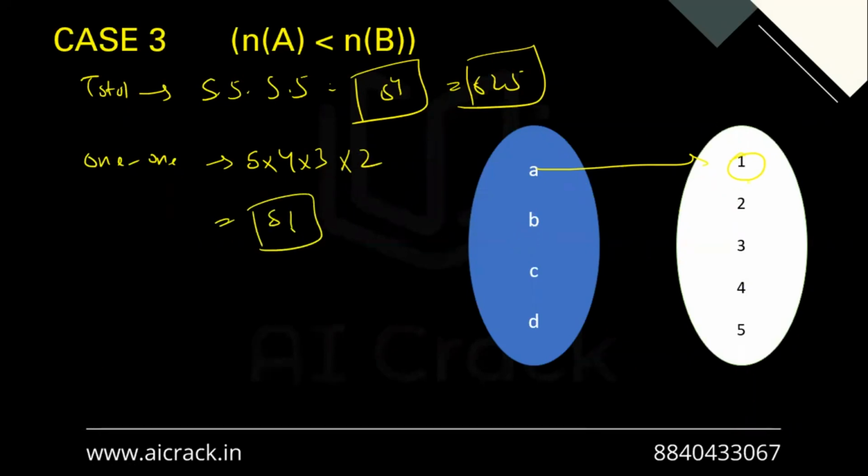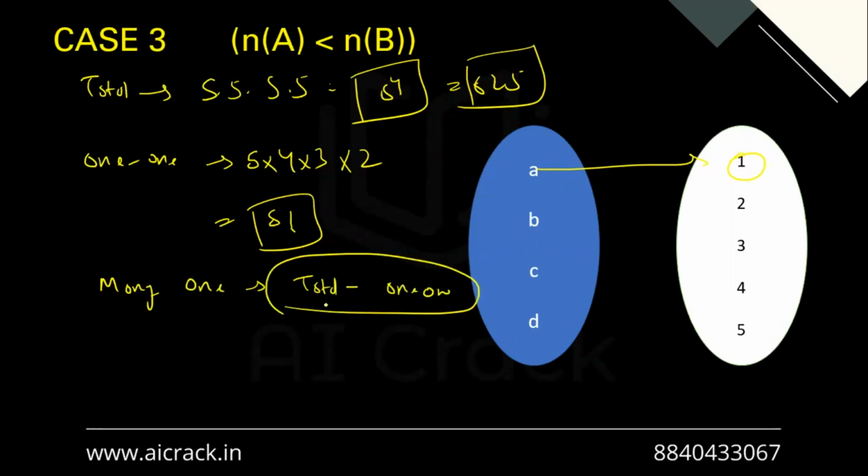Maybe for some other case, maybe let's say we have 6 elements over here. In that case, it would turn out to be 6 into 5 into 4 into 3. That won't be 6 factorial. But in this case, it comes out to be 5 factorial once again, because we multiplied 1 or not, that doesn't matter. But you got the idea how to calculate these. Now, similarly, manual one would be total minus 1-1. That would give me the answer.